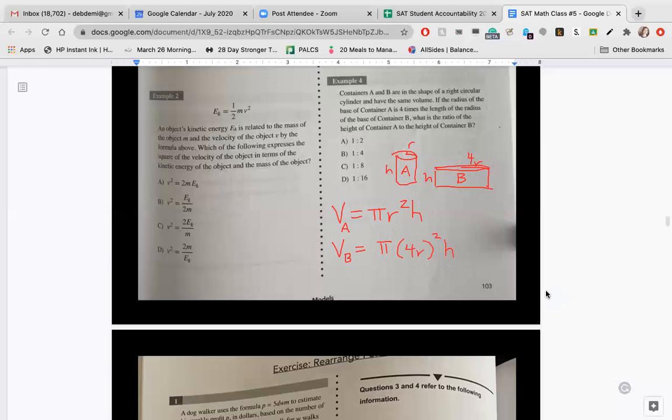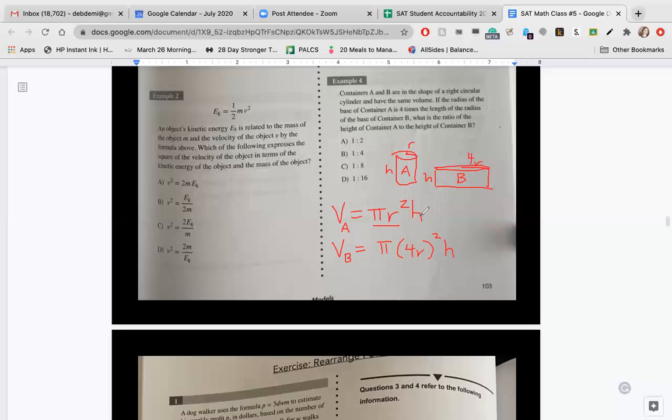Okay, so the radius is 4 times as big. The volumes are the same. Volume A, volume B. You have to know the volume of a cylinder is the area of the base, which is a circle, right? Pi r squared times the height. You can look this up in your SAT book, but you don't really have time to go looking at formulas. So you should have the cylinder formula memorized. So volume equals pi r squared h.